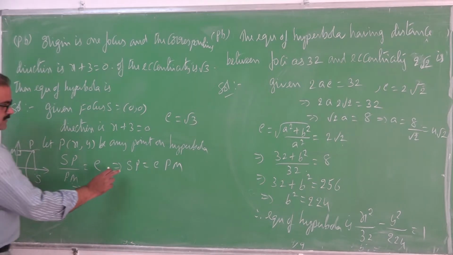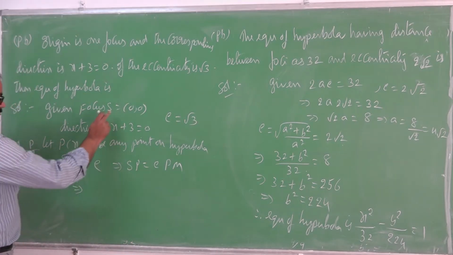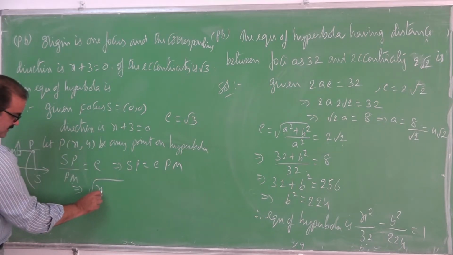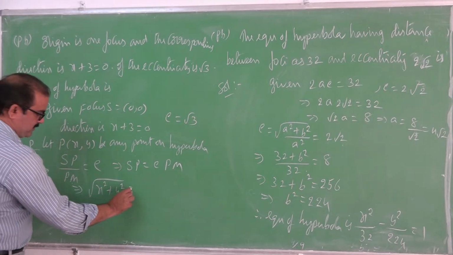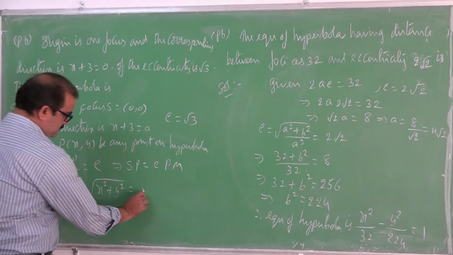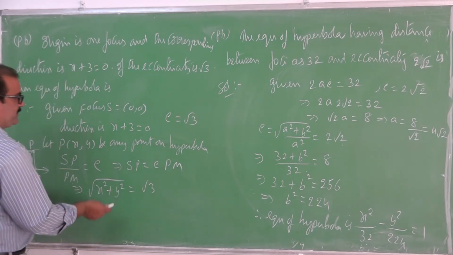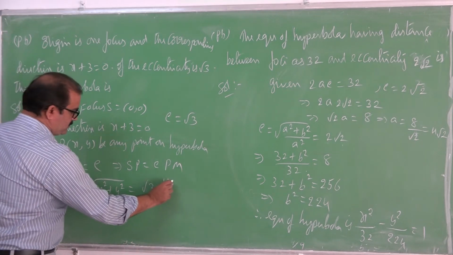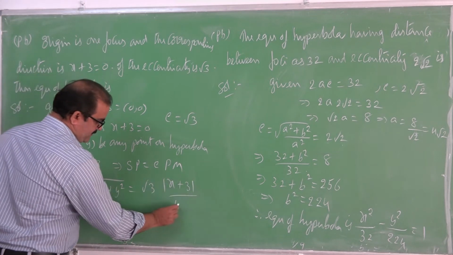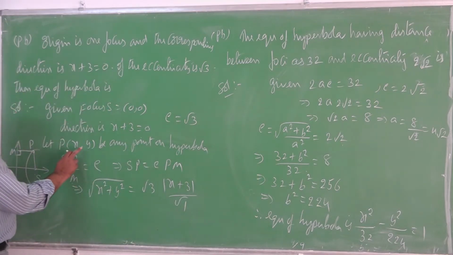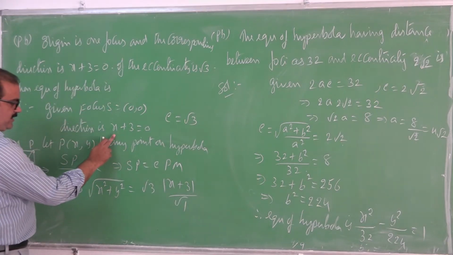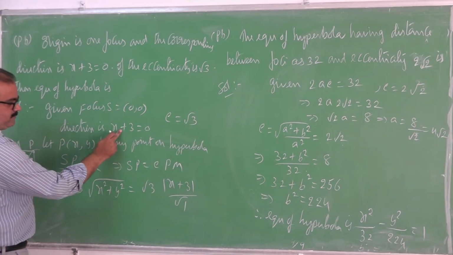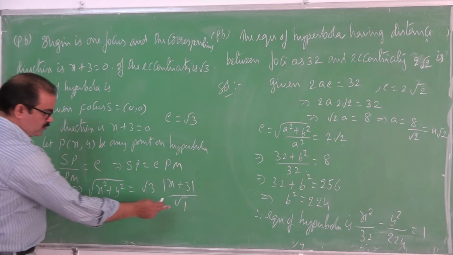What is SP? It is the distance from S to P. We get the square root of x squared plus y squared is equal to e, root 3, into the distance from P to this directrix, mod x plus 3 by root 1. The distance from any point to a line is mod ax1 plus by1 plus c by root a squared plus b squared. Here b is 0, so root 1.